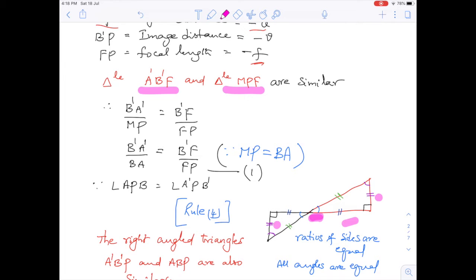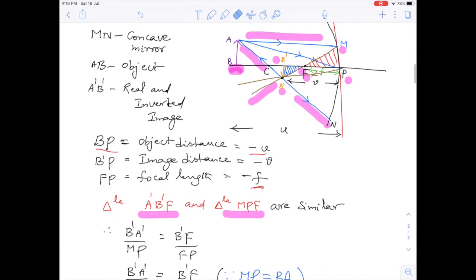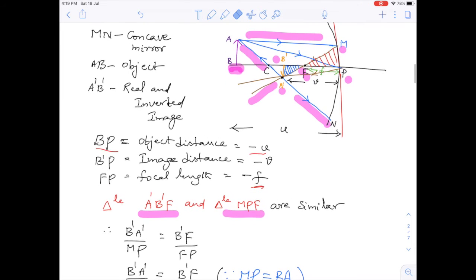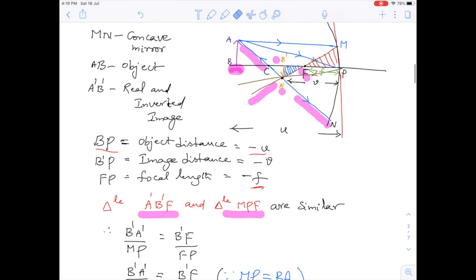So this angle, this angle, this angle, all these angles are equal. So we have the corresponding sides. Let us take, when you consider these two triangles, I have shaded them. A dash B dash F and MPF.